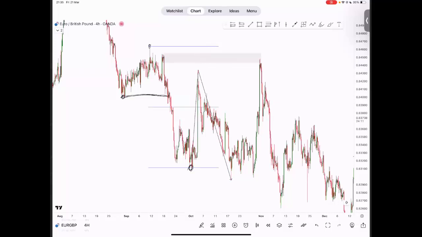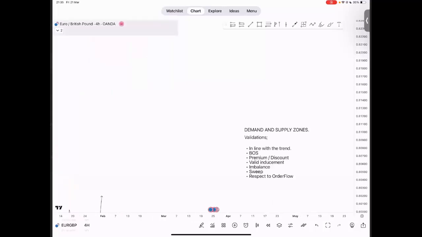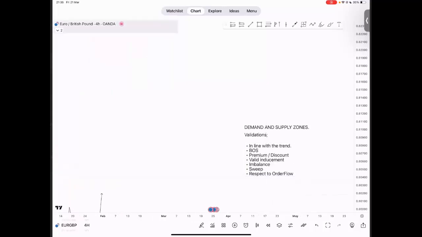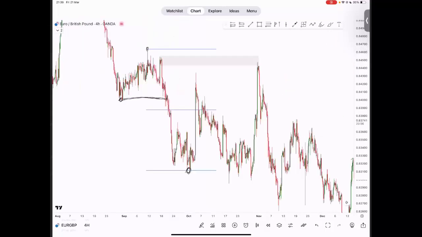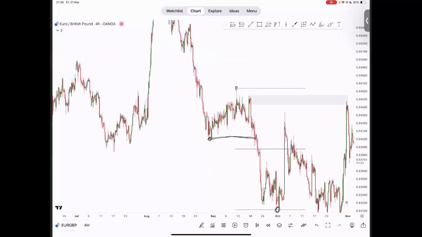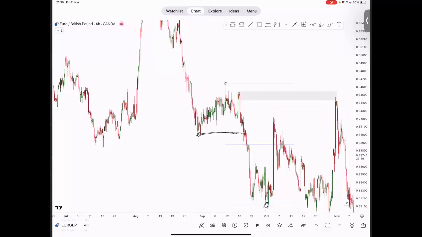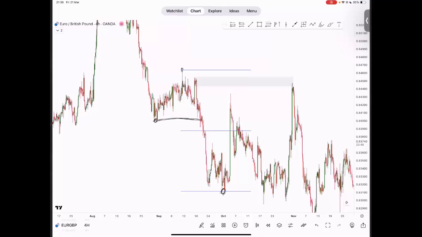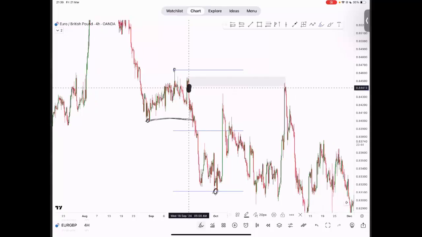So what's our next validation on our list? If you go to the list with me, you would see an imbalance. I told you that imbalances give you a form of reassurance that price will come back to your entry because they are price magnets. And if you look in this case, you had a form of imbalance at this point. You can see this here, right? You had a form of imbalance at that point.